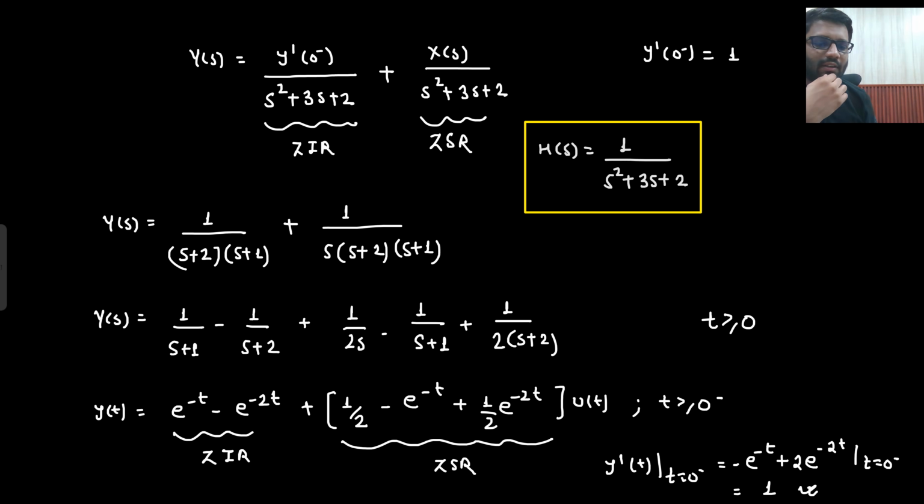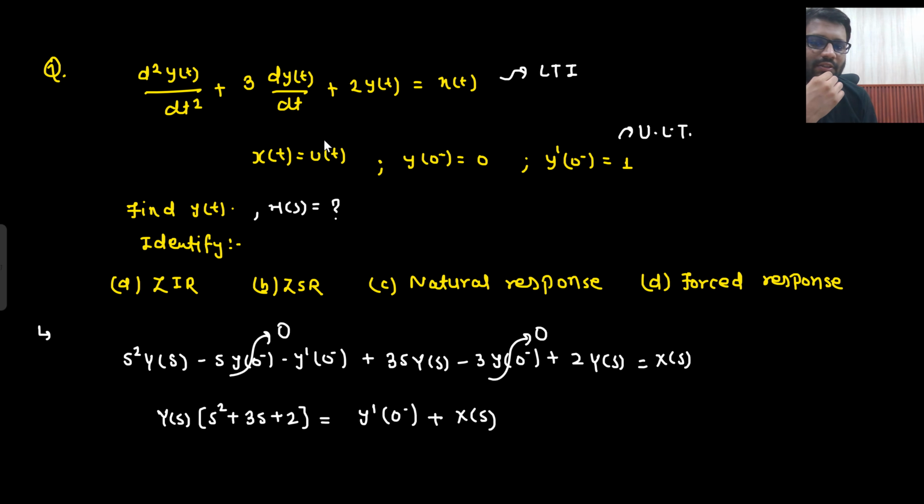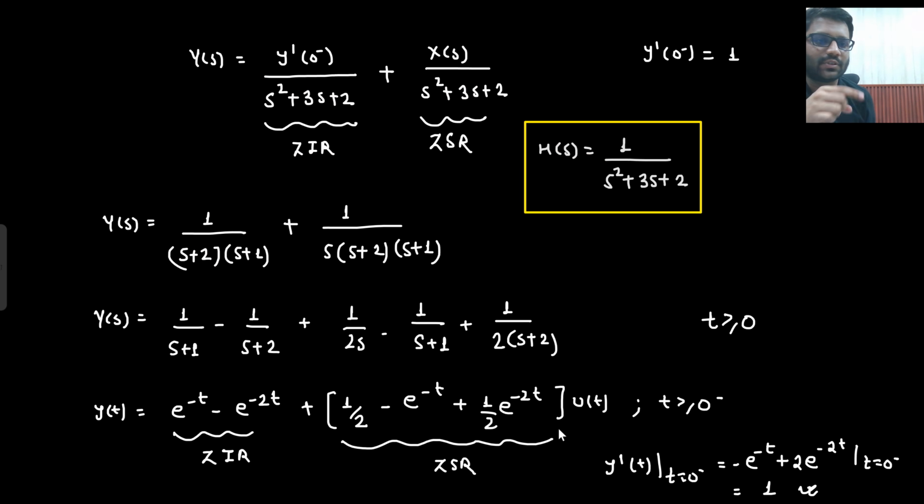Or how you can see, what all are your input poles? Where is your input pole? Or I should write down, what is my x of s? My x of s is 1 by s. So input pole will be coming because of this 1 by s. So your forced response will be coming because of this 1 by s. That would be equals to 1 by 2 ut.